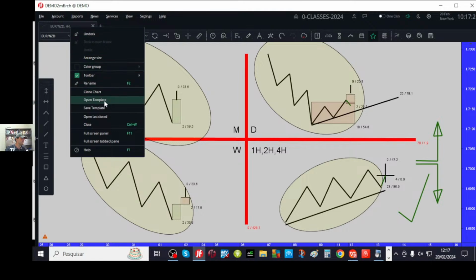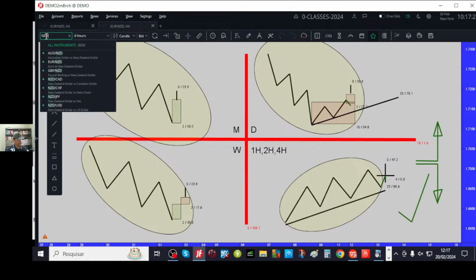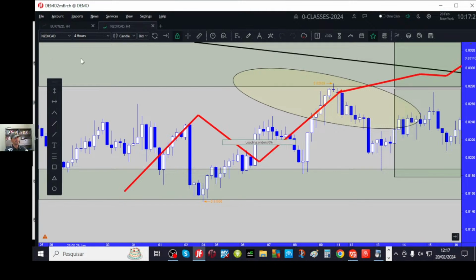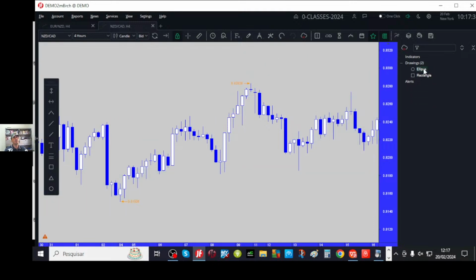Everybody, give me a second. Clone chart, found it. And NZD CAD. Yes, sir, fair enough. Yes, agreed. It depends if you're a day trader, scalper, swing trader. Agreed.